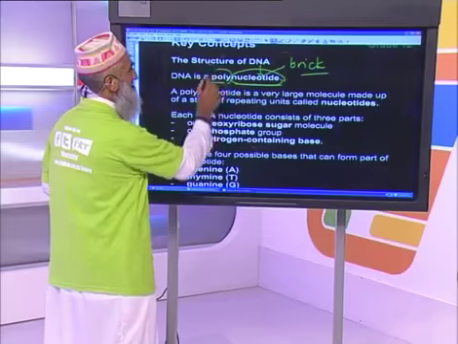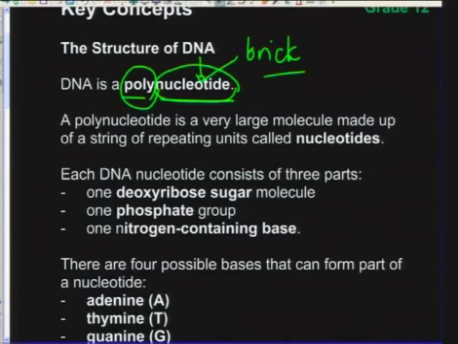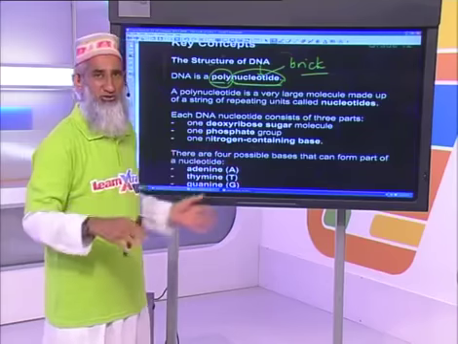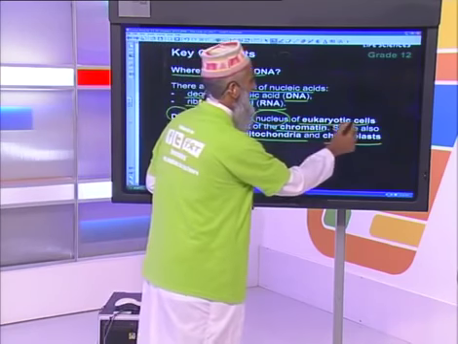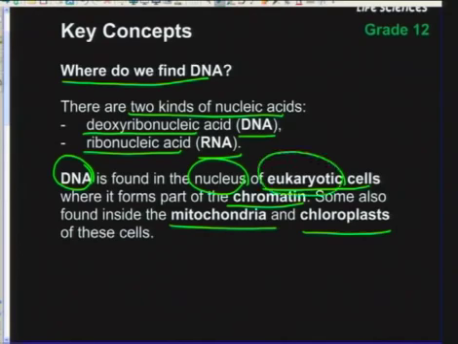So polynucleotide: poly means many. So many nucleotides. It means it's a large molecule. A polynucleotide, more or less simple, but we're talking about eukaryotic cells.